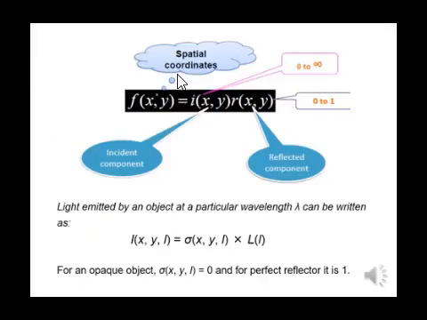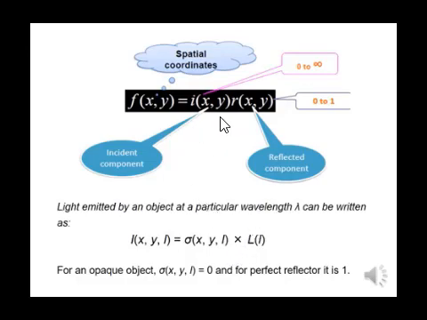Now we will see the spatial coordinates. x and y are the spatial coordinates. Any image function f of x,y is equal to i of x,y into r of x,y. Here i of x,y is the incident component and r of x,y is the reflected component. So the image is formed as the product of both.